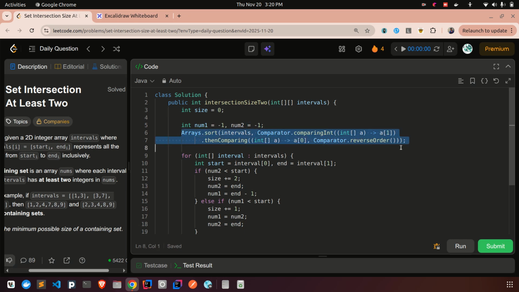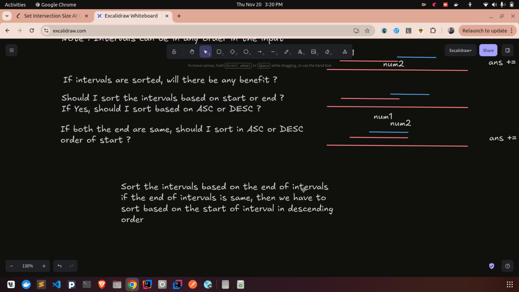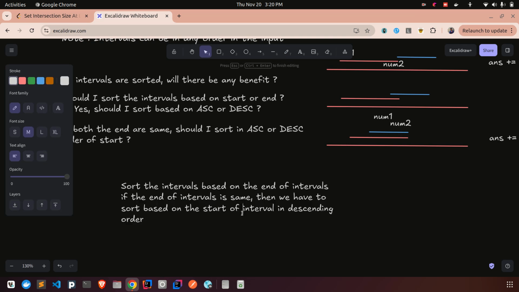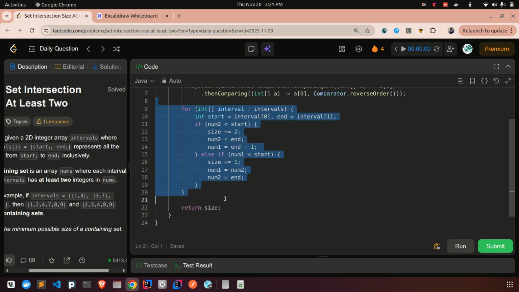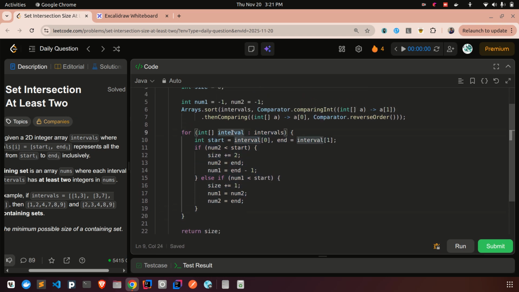Now as I mentioned, we have to sort our intervals based on the end values first, and if both the end values were the same, then I have to compare based on the start of the interval in the descending order. So my first comparator will be based on the end values of the interval, and if both were the same, then I have to compare by the first element of the interval in the descending order. So I just mentioned the reverse order, which will help me to sort the intervals in the desired format.